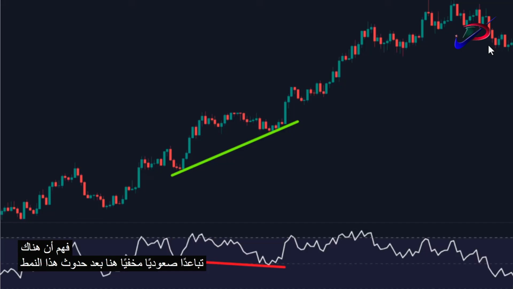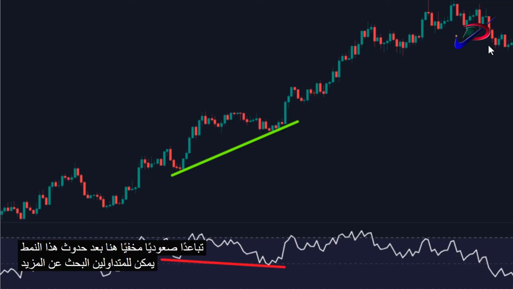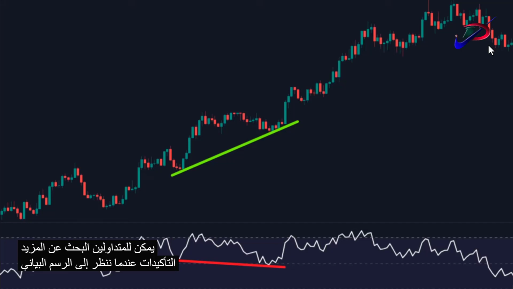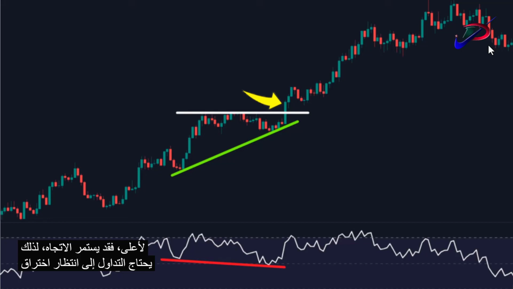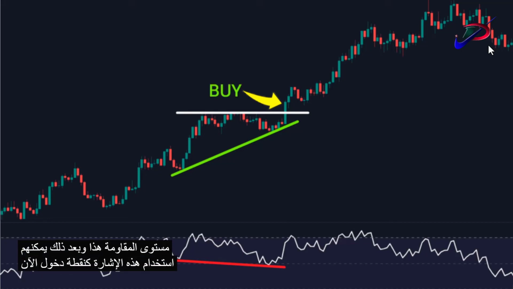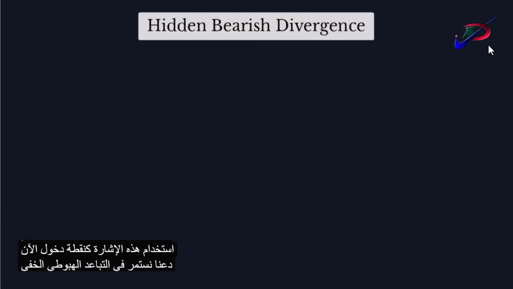After this pattern occurs, traders can look for additional confirmations. When we look at the chart, we see that there's a resistance level in here. If the price breaks this area, upward trend may continue. Therefore, traders need to wait for the breakout of this resistance level, and then they can use this signal as an entry point. Now, let's continue with hidden bearish divergence.